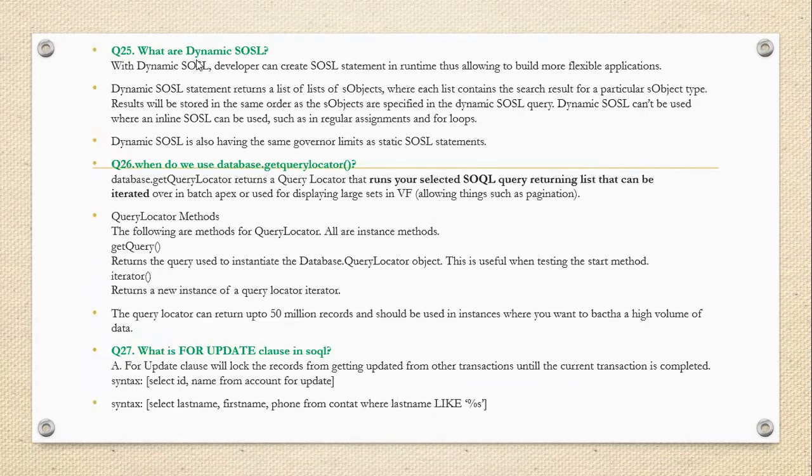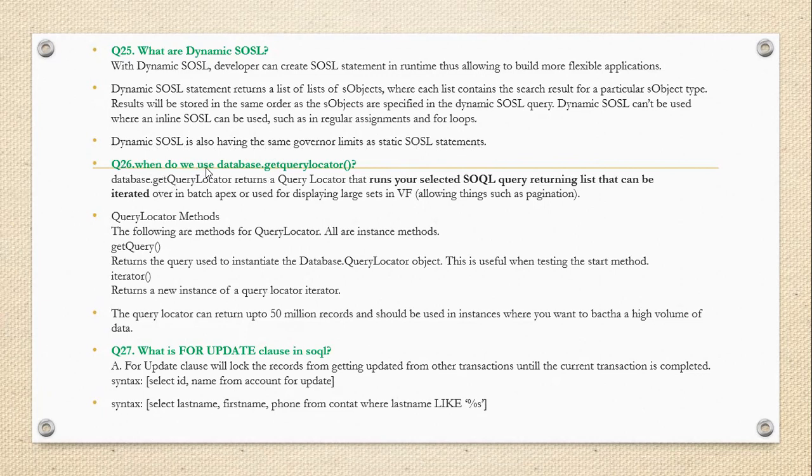Next question: what is dynamic SQL? With dynamic SQL, a developer can create the SQL statement at runtime, allowing for more flexible applications. A dynamic SQL statement returns a list of sObjects, where each contains the search result of a particular object type. The results are stored in some order. This object specifies the dynamic SQL query. Dynamic SQL cannot be used where inline SQL can be used, such as in a regular assignment and the for loop. Dynamic SQL also has some governor limits, as static SQL statements do.